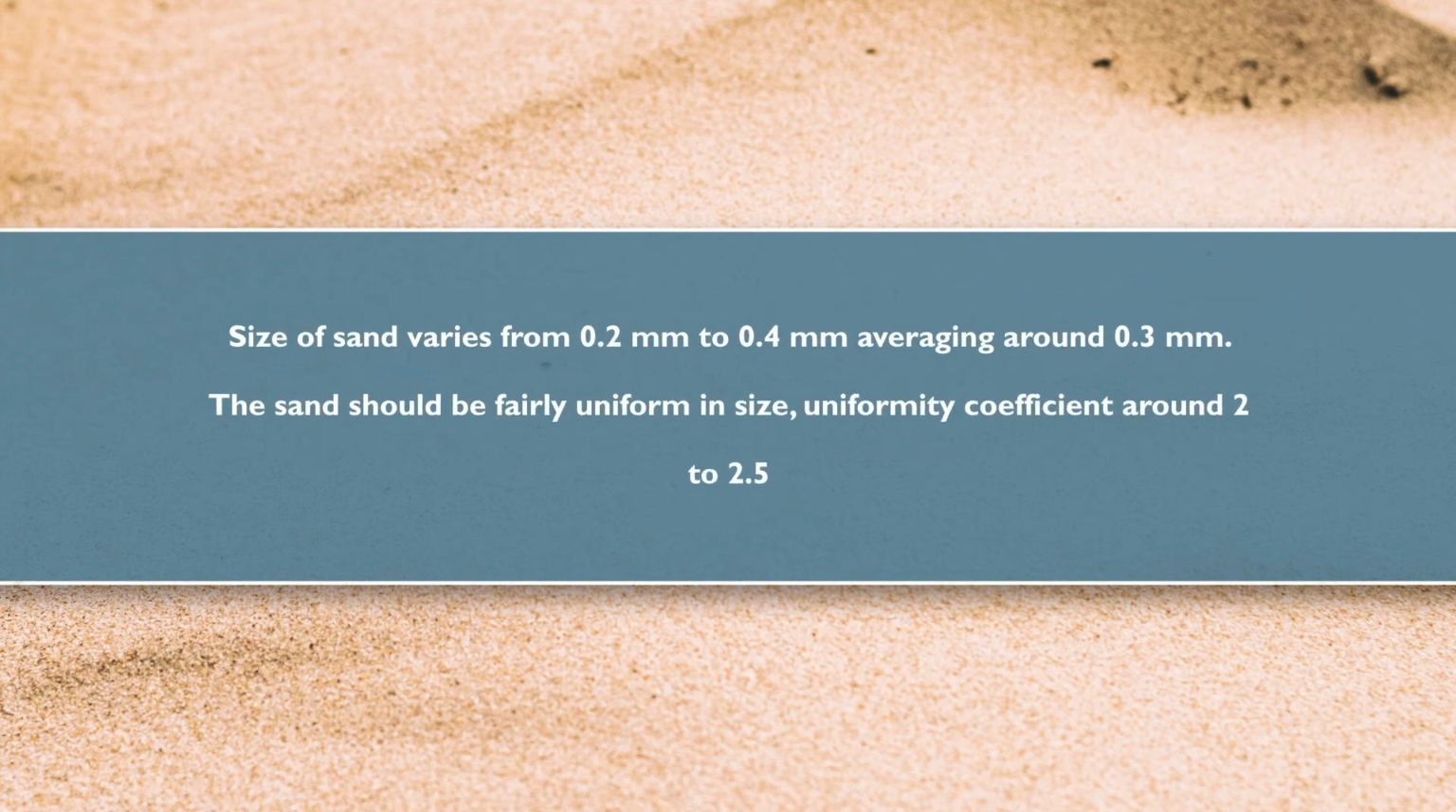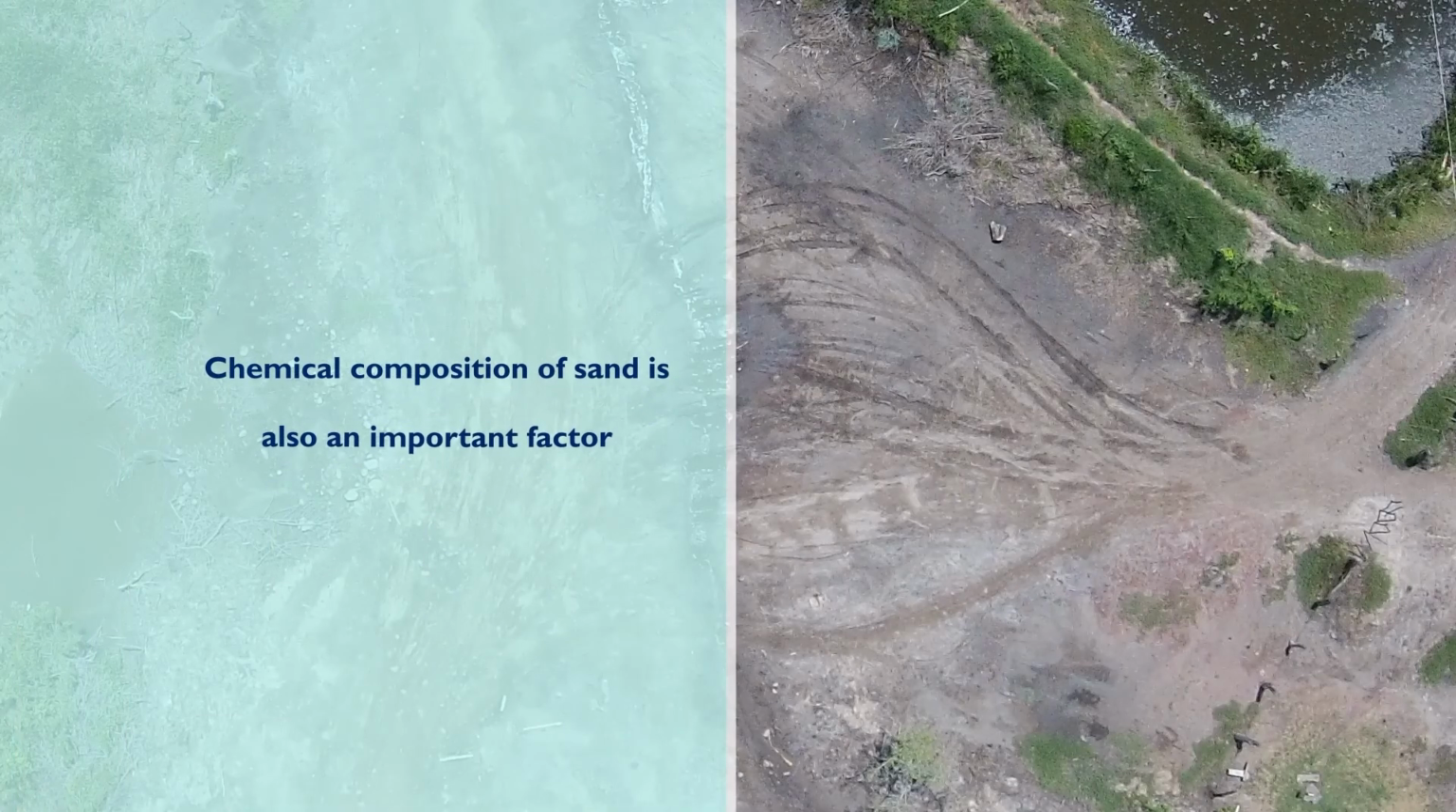Size of sand varies from 0.2 mm to 0.4 mm, averaging around 0.3 mm. The sand should be fairly uniform in size. Uniformity coefficient should be around 2 to 2.5. Chemical composition of sand is also an important factor in that case.